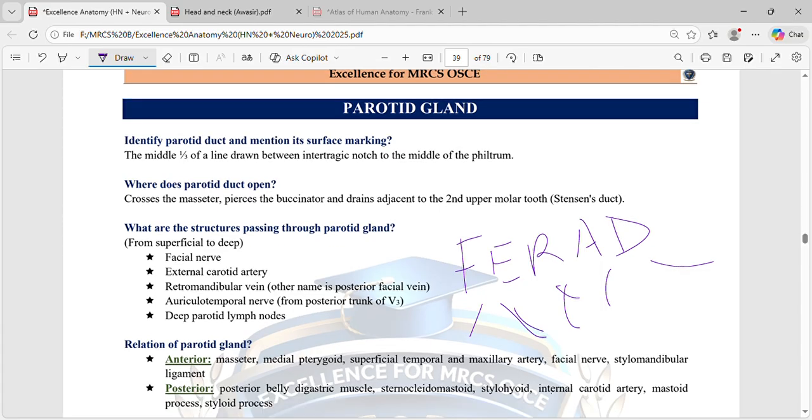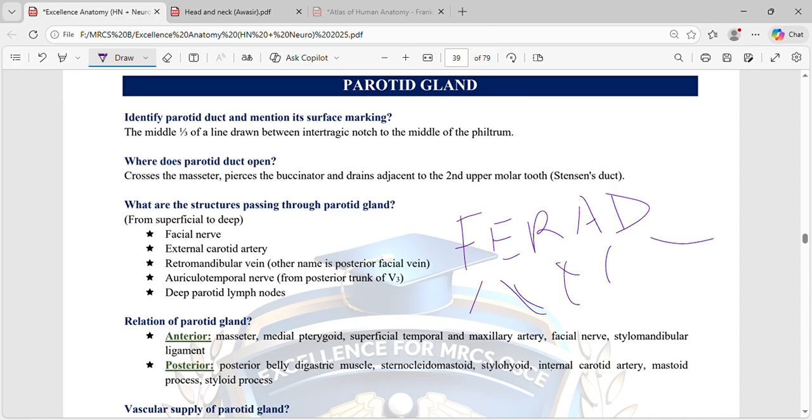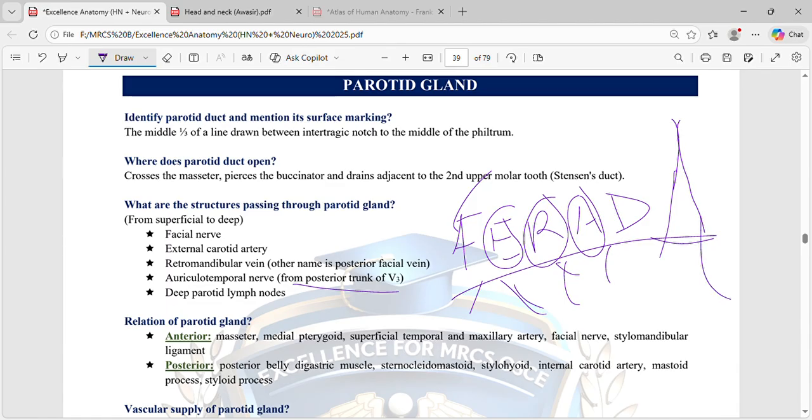What are the structures passing through the parotid gland? From superficial to deep, you can remember this with a mnemonic, the Farad. You can say feared or you can say Farad. So facial nerve from superficial to deep: facial nerve, external carotid artery, retromandibular vein, and the auriculotemporal nerve from the posterior trunk of the mandibular nerve. The mandibular nerve has two trunks, the anterior and posterior. The posterior trunk gives rise to the auriculotemporal nerve, and the last is the deep parotid lymph nodes.